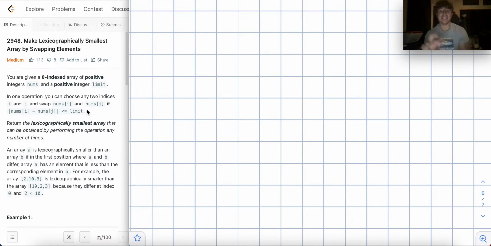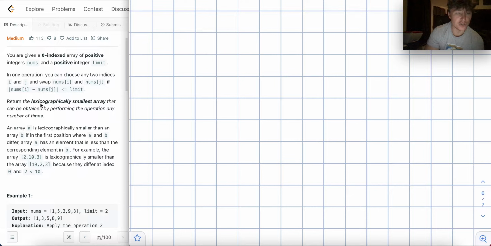What that basically means is not the indices themselves. It's not the distance between indices, but the values at the indices that determine whether or not things can be swapped with each other. Return the lexicographically smallest array that can be obtained by performing the operation any number of times.